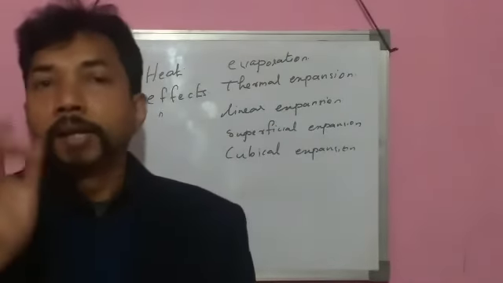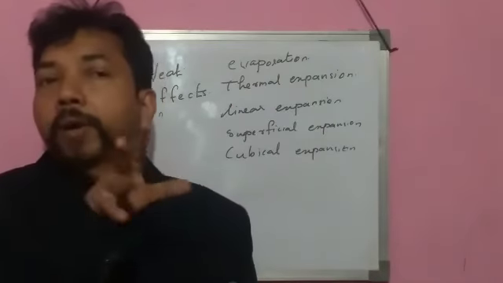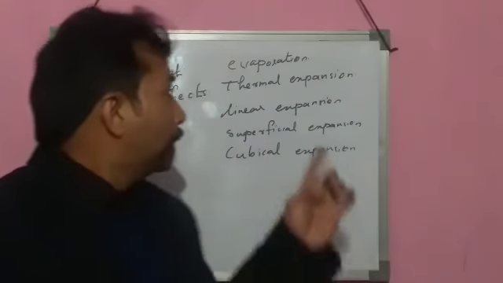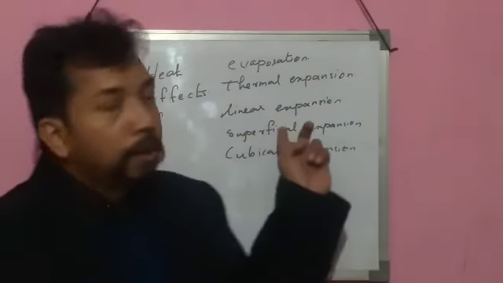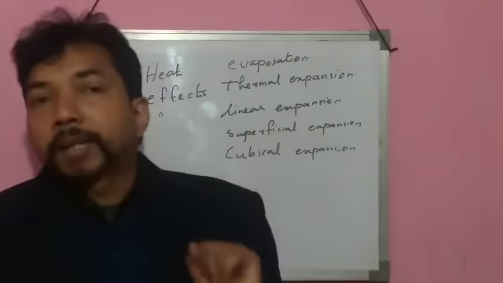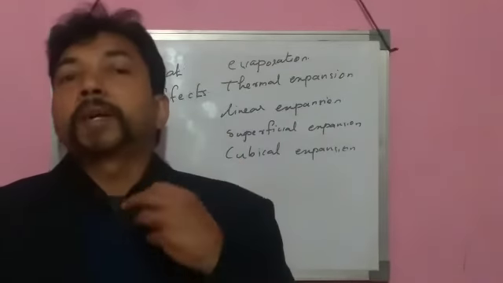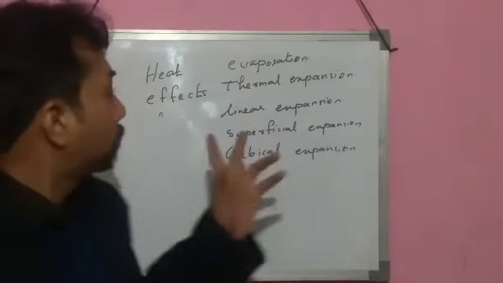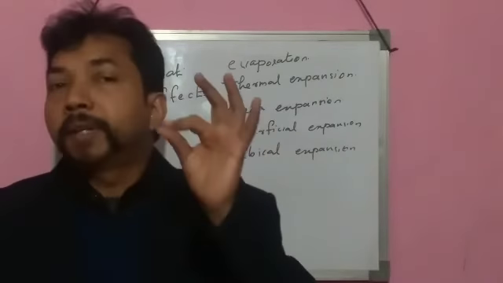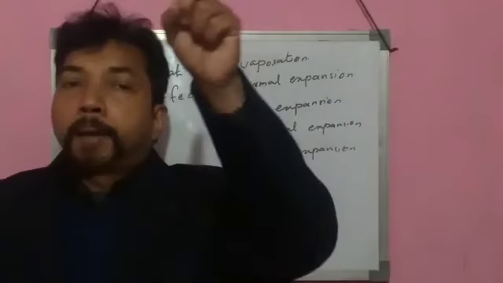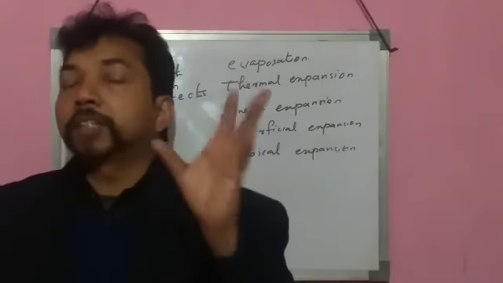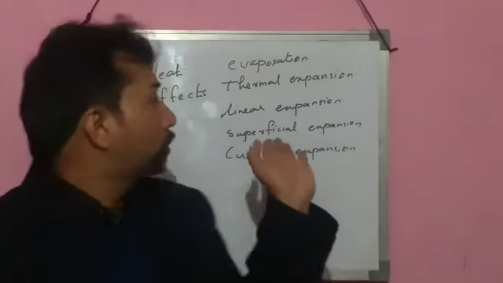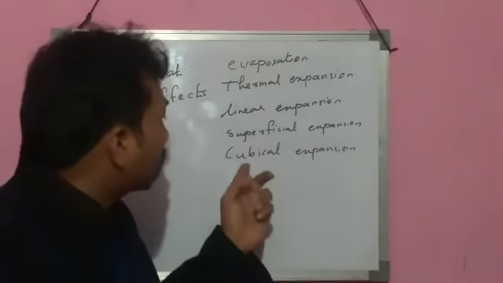For example, in the case of a thin metallic wire, when we heat it, its expansion comes only in its length. That is linear expansion. And superficial expansion means the expansion of a substance in its area on heating. If you take a thin metallic sheet, its expansion will come in its length and breadth, meaning its area will increase. That is a superficial expansion.